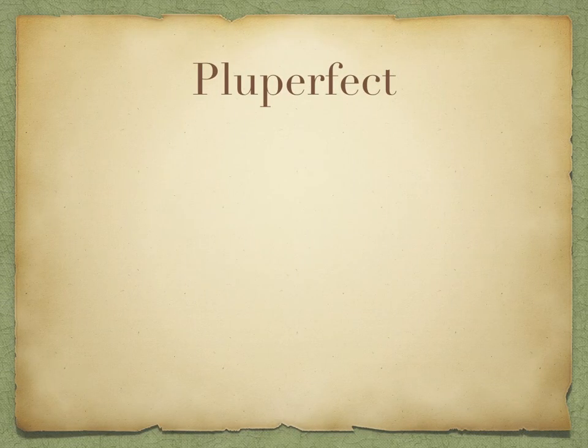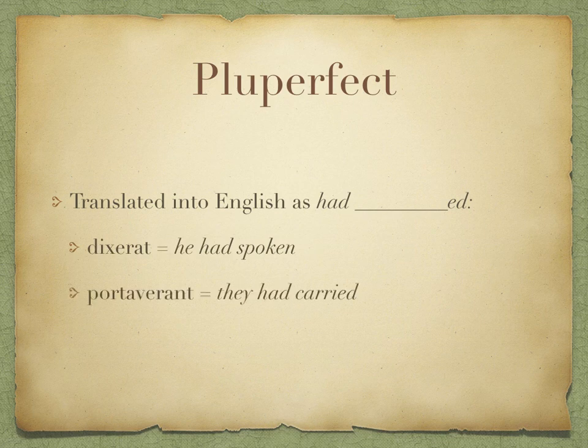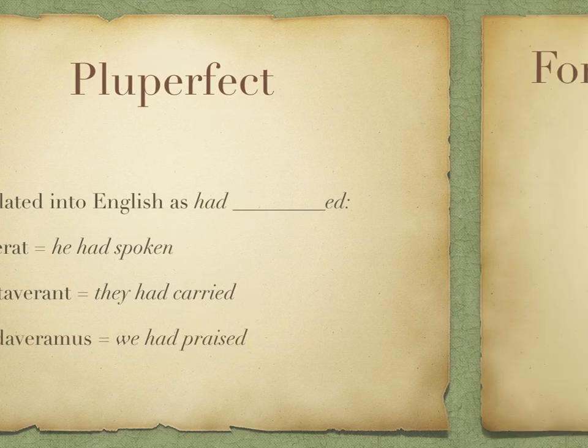The pluperfect, our new tense, is translated into English as had something. So if we look at some Latin examples, dixerat, he had spoken, portaverant, they had carried, laudaveramus, we had praised.